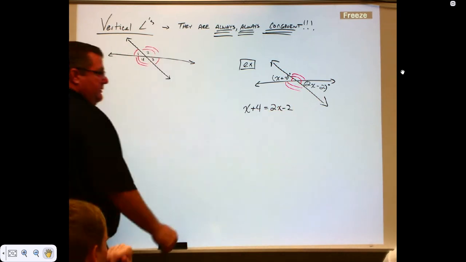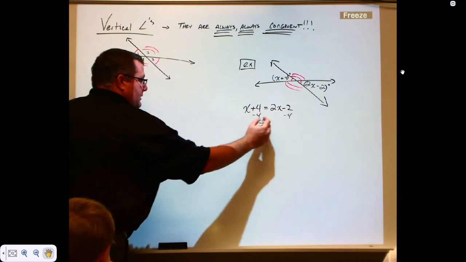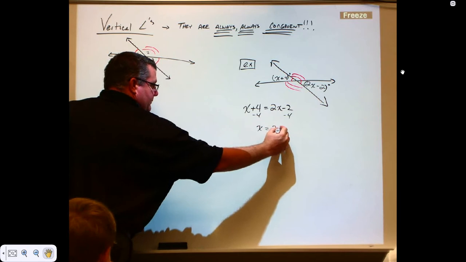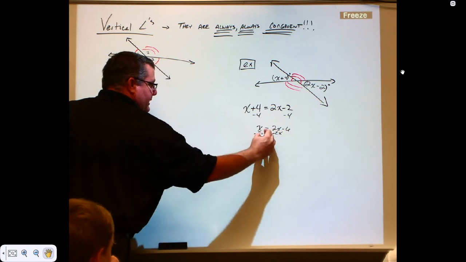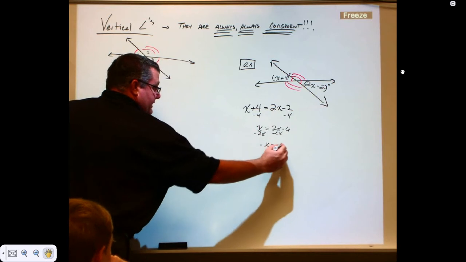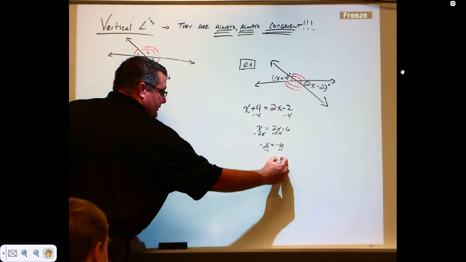How am I going to solve this? Minus 4, minus 4. And then what am I going to do? I'll get x is equal to 2x minus 6. Subtract 2x, subtract 2x. Don't make a mistake here. Negative x is equal to negative 6. What do I have to do now? Divide by negative 1. x is equal to what? 6.